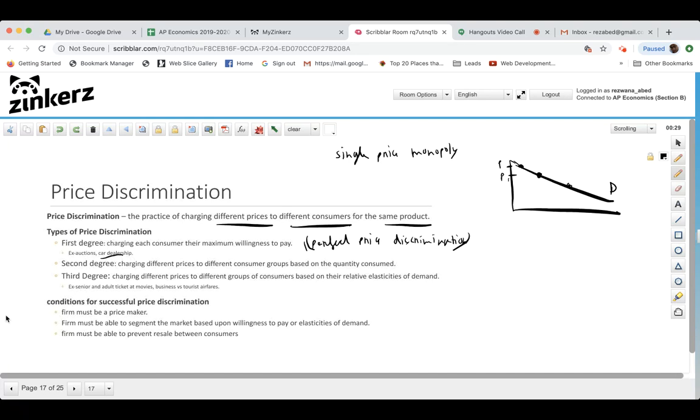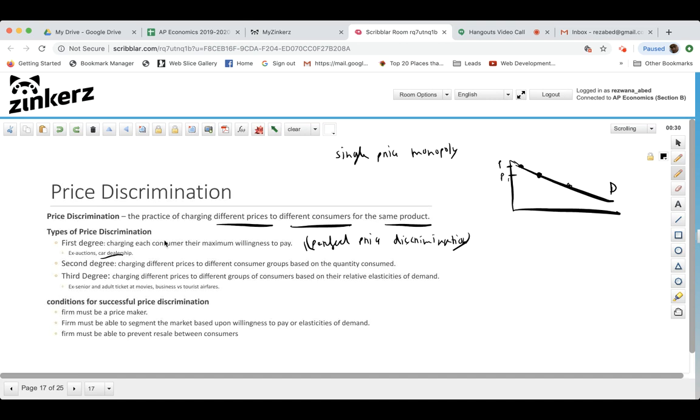And then you also see this in auctions, where when they're auctioning different products, people are sitting in rows, right? They bring out a certain product, and then everyone is letting the auctioneer know what their maximum willingness to pay for that product is, and whoever pays the highest price, the product is sold to them. So that is another example of first degree price discrimination.